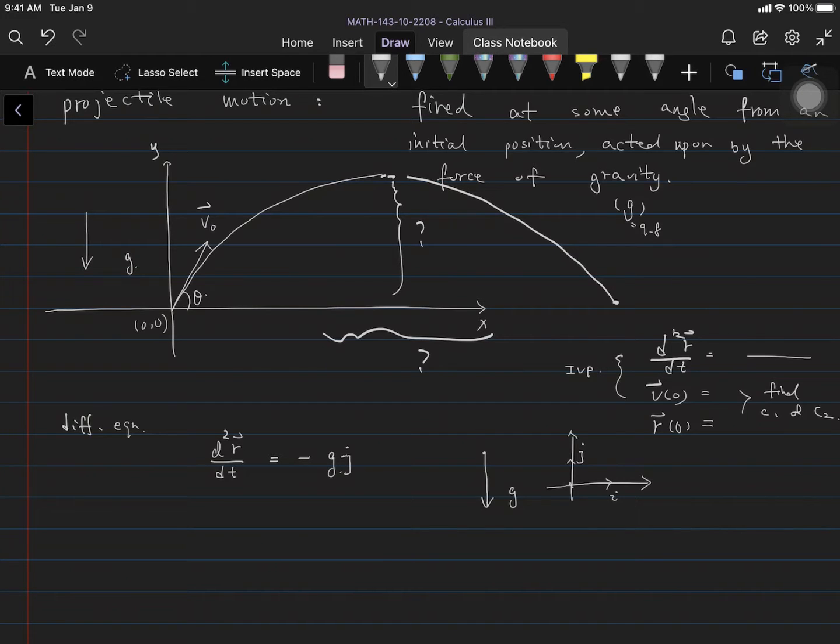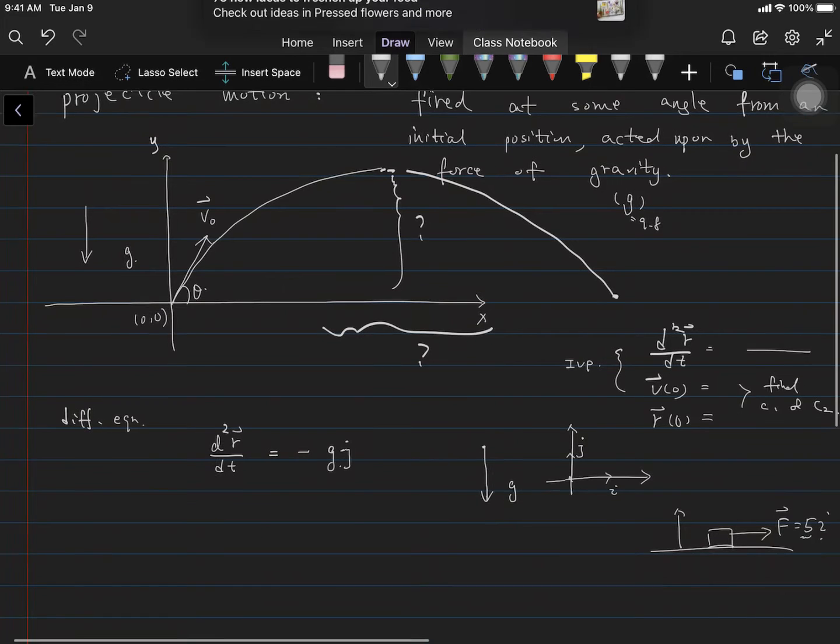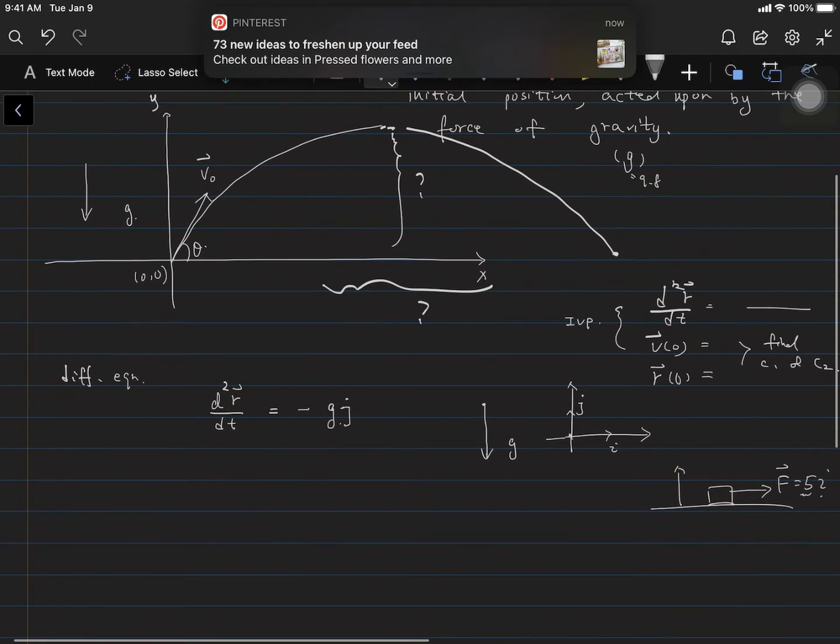So firstly, because acceleration has direction, we have to put j. It's like the force. If we move something this way, the force should equal 5 i, or what? A scalar times i. Because it's in the i direction, it's a vector. This has direction. Okay, this is the differential equation, and we also need the initial condition.